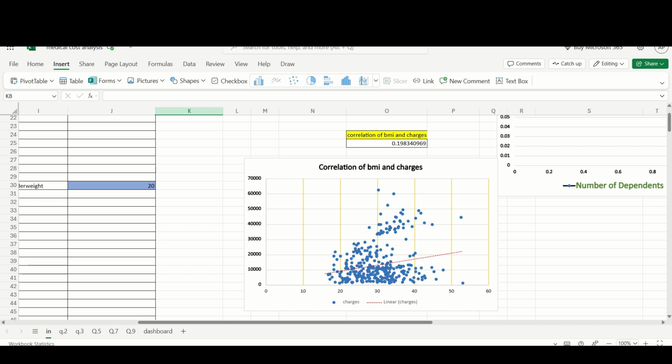So here, the slope is upward. The red one you can see, the dotted line, this is the trend line. It indicates a positive correlation, meaning higher BMI is generally associated with higher medical cost.